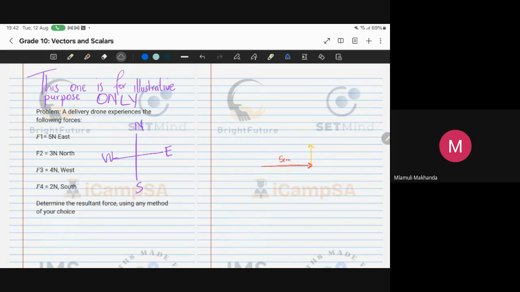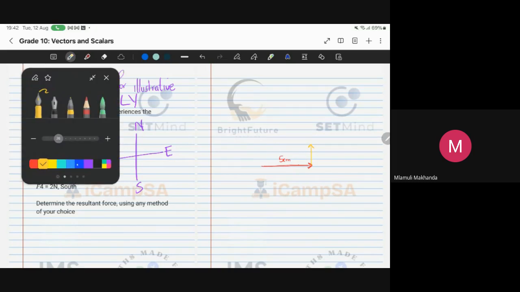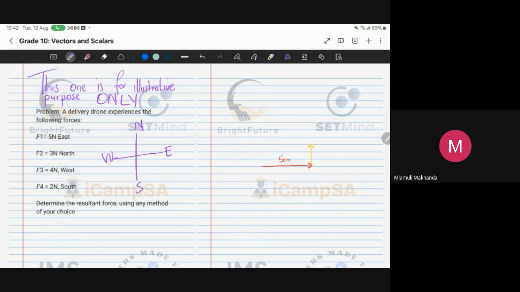Now, let's say we use 4 newtons west. From here, remember, we always draw it from the head of the previous one. So 4 newtons to the west should be longer than the previous one, but shorter than this red one, because this would be 3 centimeters, right? This would be 4 centimeters. And then we have 2 newtons south. Even way shorter.